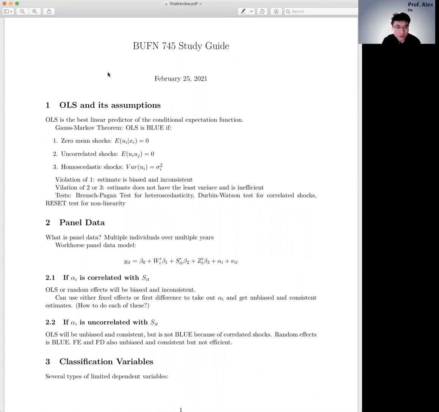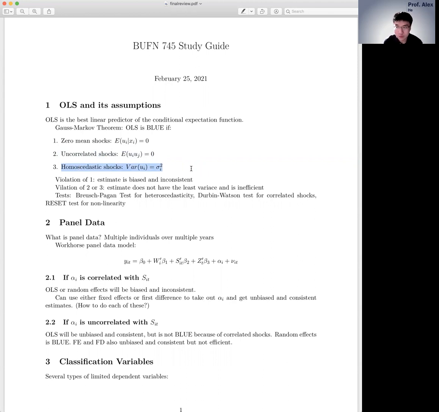And there are three conditions. First is that the shocks need to have zero mean. And second, that there are uncorrelated shocks, meaning that the errors are uncorrelated with each other. And the third is that the shocks have the same variance. And this is the Gauss-Markov theorem.